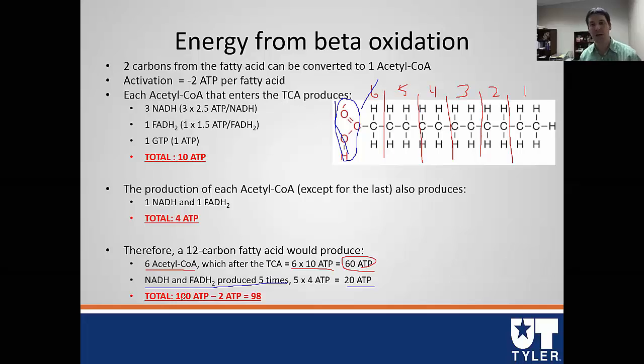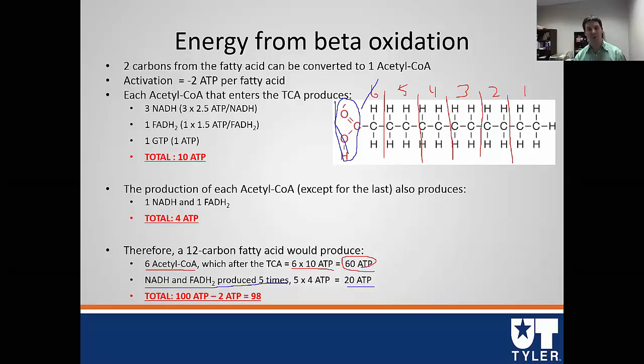So total from beta oxidation of a 12 carbon fatty acid would give us 100 ATP minus the 2 that we used for the investment phase, giving us a total of 98 ATP. So you can see why fat is a really great way to make a lot of ATP relatively cheaply, and why it is a very good source of ATP during low intensity exercise, and we'll talk about how and why that works, its pros and cons here in the next video.